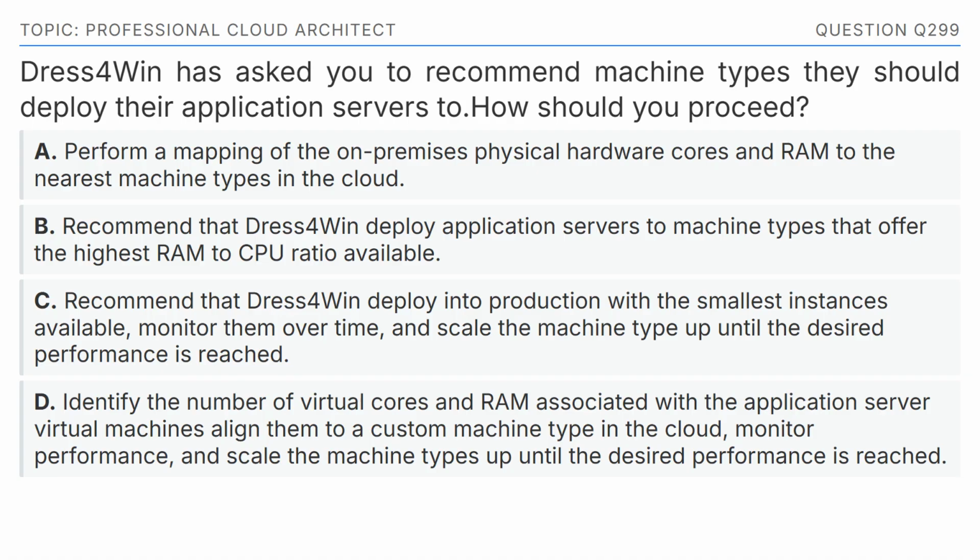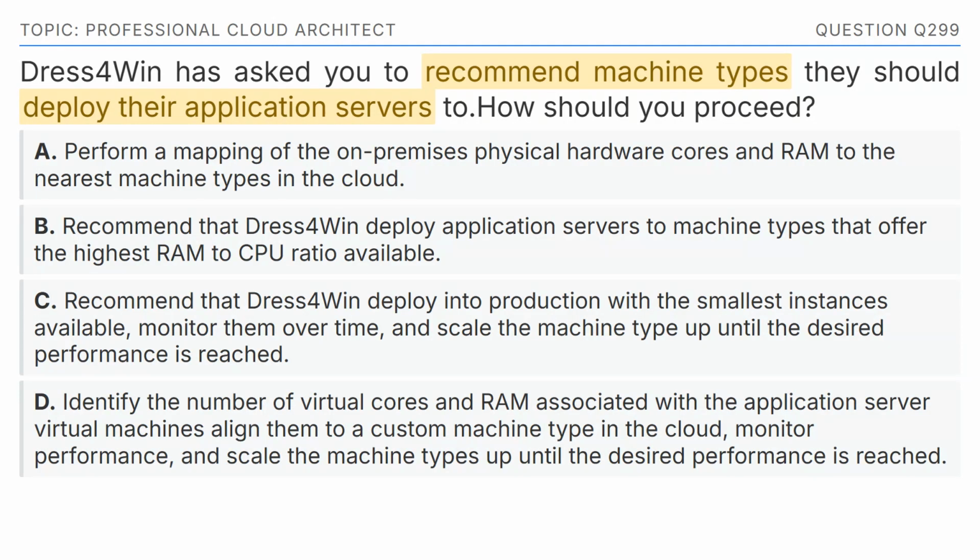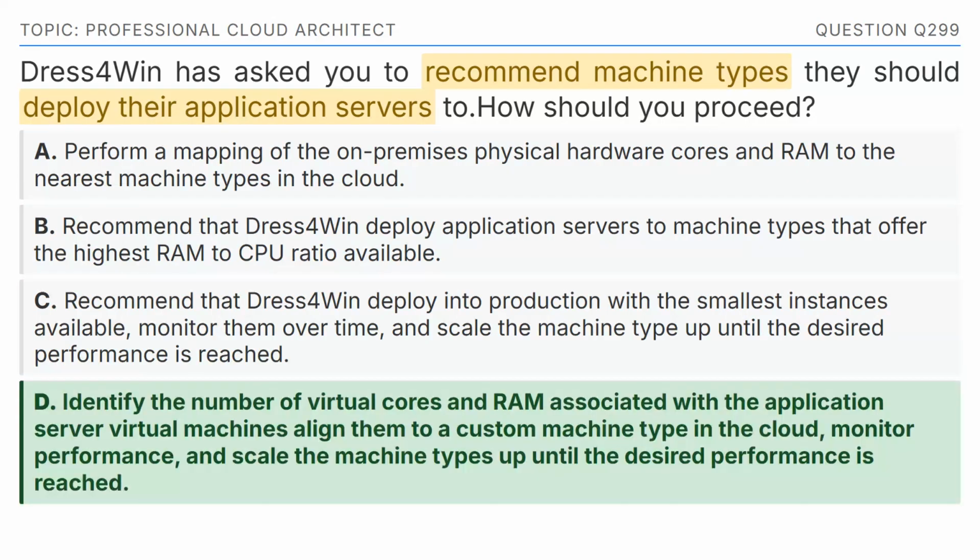Option D. Identify the number of virtual cores and RAM associated with the application server virtual machines, align them to a custom machine type in the cloud, monitor performance, and scale the machine types up until the desired performance is reached. To arrive at the correct answer, we focus on the keywords: recommend machine types, deploy their application servers. The correct answer is option D. Identify the number of virtual cores and RAM associated with the application server virtual machines, align them to a custom machine type in the cloud, monitor performance, and scale the machine types up until the desired performance is reached.